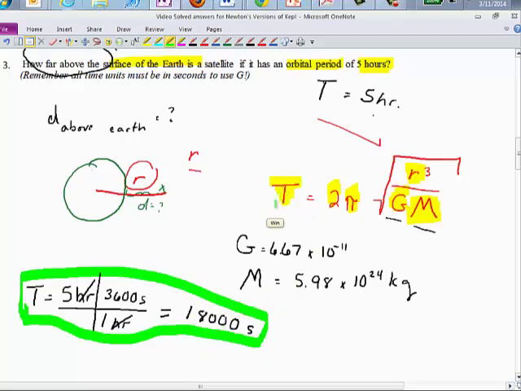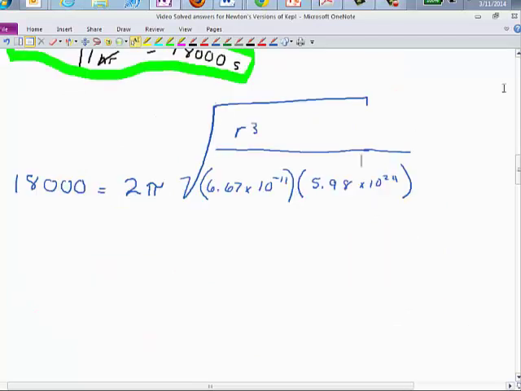So now I've got the T, I've got the G, I've got the M. I'm going to start plugging it all into my equation so I can solve it. Okay, I've got it plugged into my equation. Now I have to do my algebra. There's a temptation to square both sides first, but if you do that, most people forget to square the 2 pi. So first I'm going to get 2 pi on the other side. So I'm going to have 1800 divided by 2 pi.